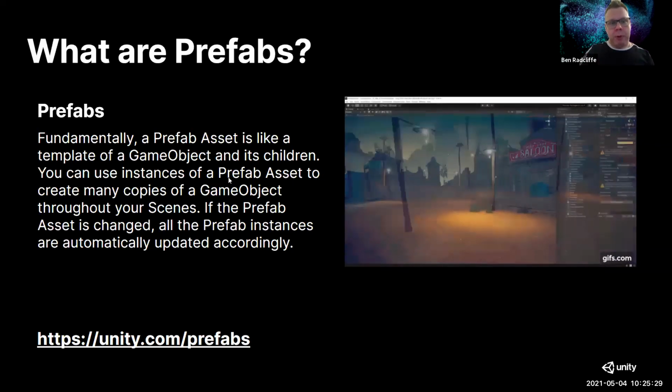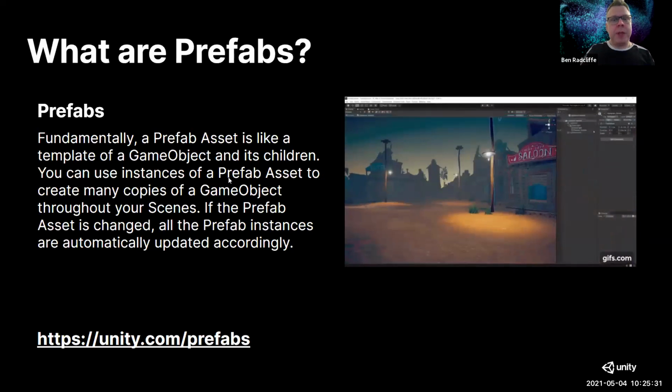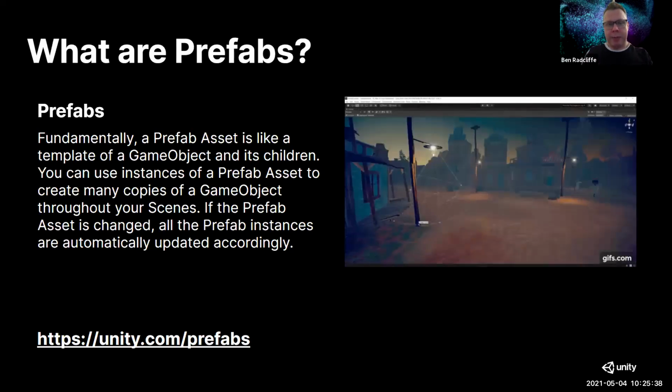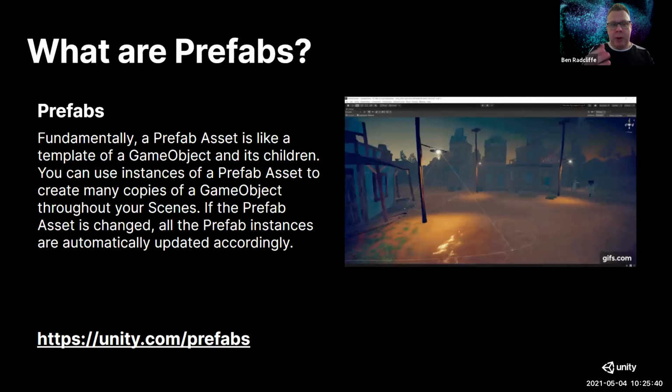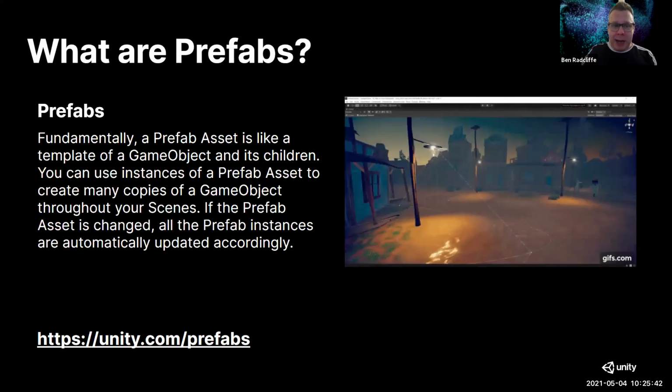So let's start with prefabs. If you're a Unity user, you know all about prefabs and the history. But what a prefab is fundamentally, it's a prefabricated object, and here it is. An asset is like a template of a game object and its children.